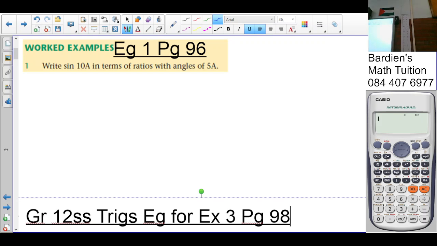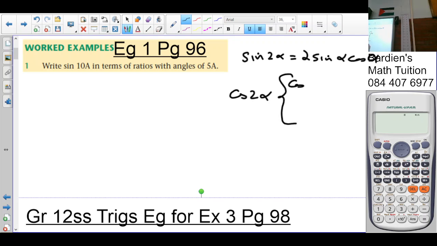Alright, so just to refresh your memory, we came up with 4 new identities. The one being sine of 2 alpha can be written as 2 sine alpha cos alpha. Then another one, which is cos 2 alpha, can be written three ways. The first one we proved was cos squared alpha minus sine squared alpha. Then we proved 2 cos squared alpha minus 1, and the other one, which is 1 minus 2 sine squared alpha. Okay, so with a lot of practice, you'll know which one of the three to use when.